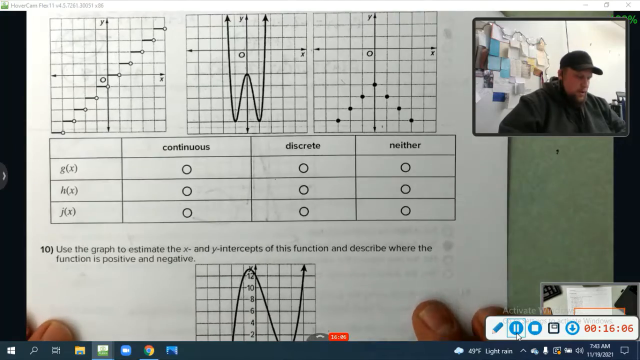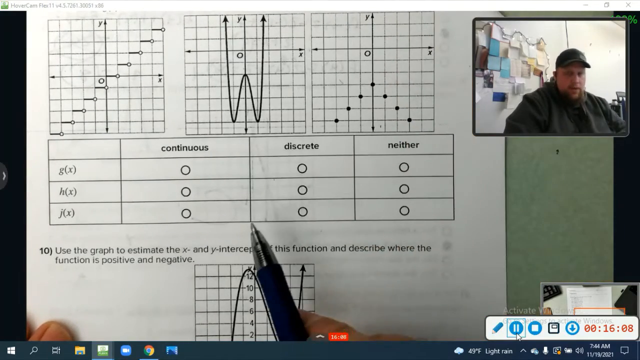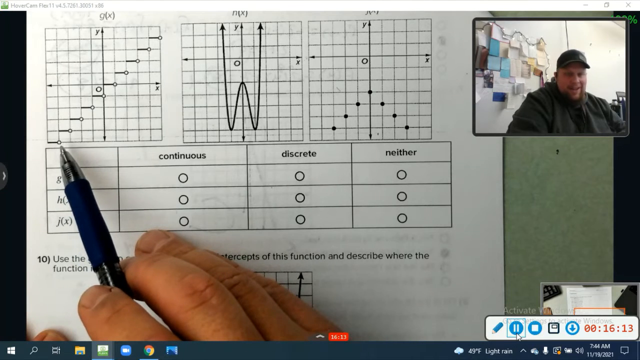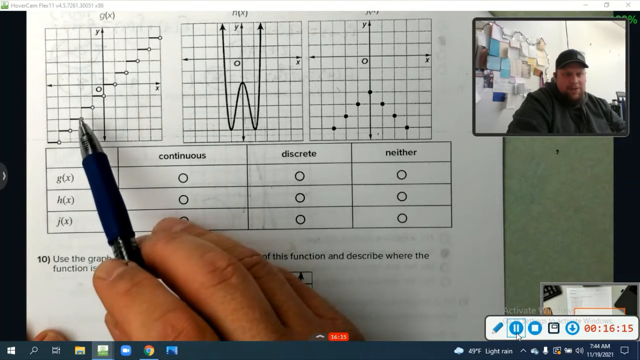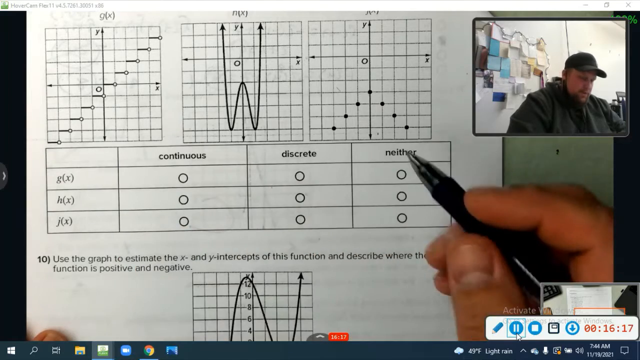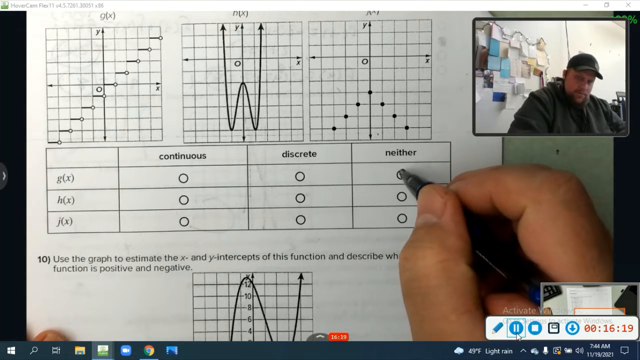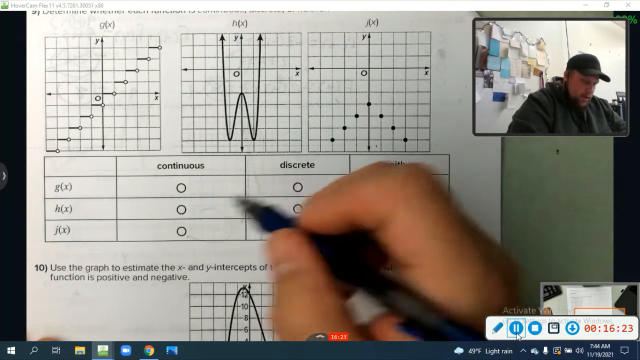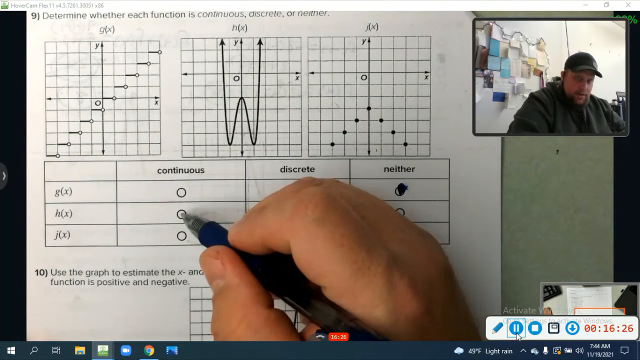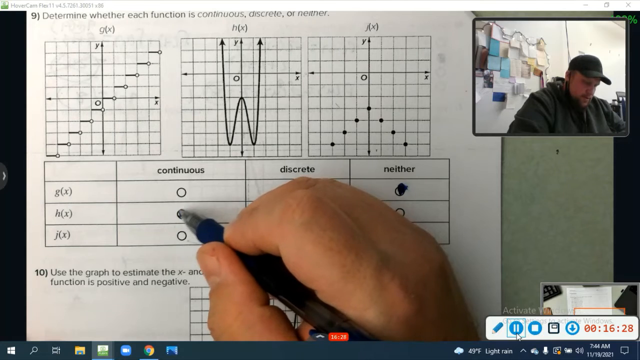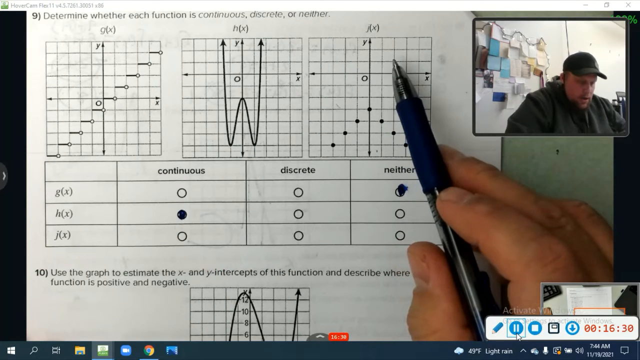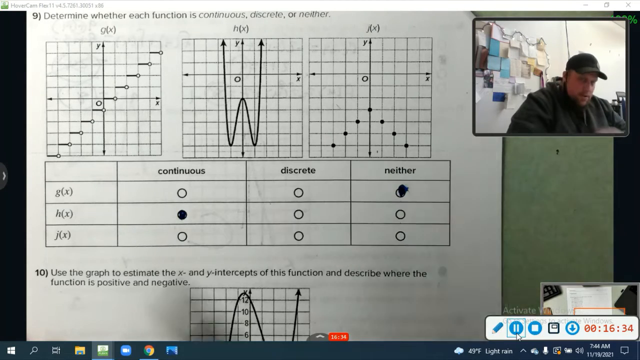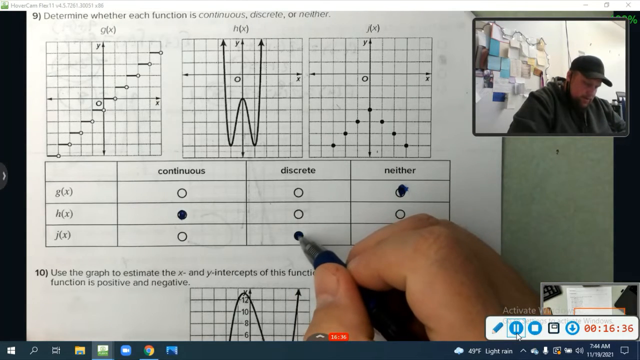More of that discrete stuff going on. So continuous, discrete, or neither. When I look at this, the straight line says continuous, but the steps say discrete. So in this case, that's actually called a step function, and it is neither continuous nor discrete. This one is just one single curve, so that is continuous for h of x. And then our j of x right here, it's just a bunch of points, no lines, it is discrete. One of each.